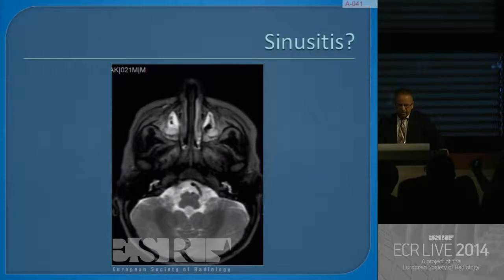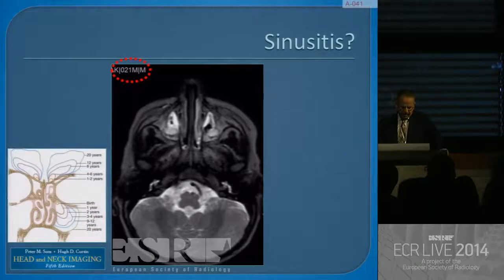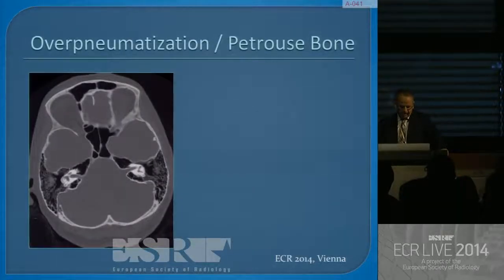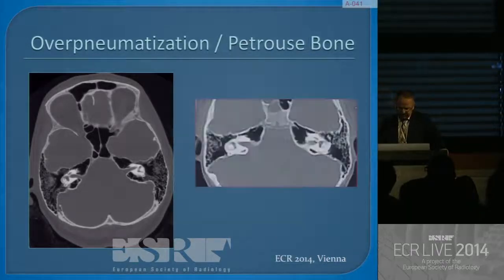By the way, while deciding about sinusitis, please note the age of the patient, because we know that sinuses grow by age, and we must not mistake a normal child's sinus for sinusitis. Overpneumatization may be another topic for the temporal bone, especially for the petrous apex. Both the petrous apex and other parts of the temporal bone may be pneumatized.